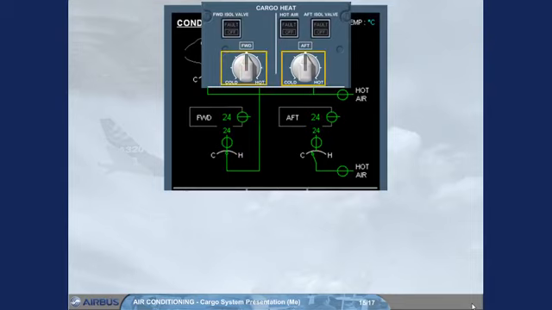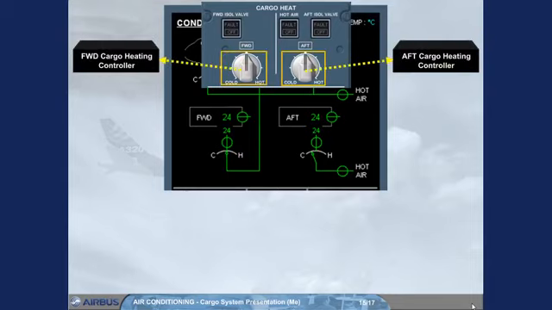The temperature selectors send demand signals to the related cargo heating controllers. The cargo heating controller then moves the related trim air valve to adjust the temperature of the air entering the compartment.